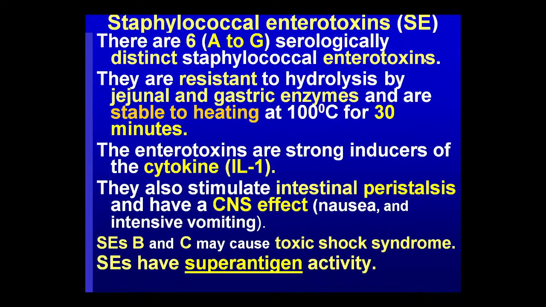This enterotoxin is a very strong inducer of interleukin 1, so that's why usually in staphylococcal food poisoning we have a very strong inflammatory response and very high temperature development. It also stimulates intestinal peristalsis and may cause CNS effects in the form of nausea and intensive vomiting. So staphylococcal toxins may be divided into 6 to 8 serological groups.